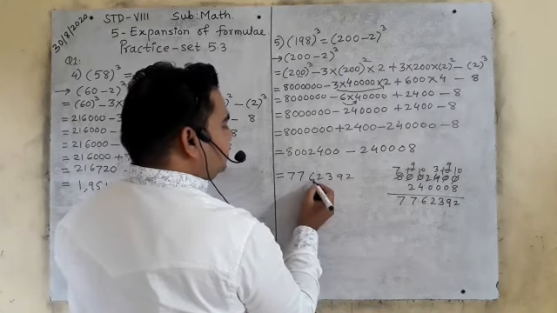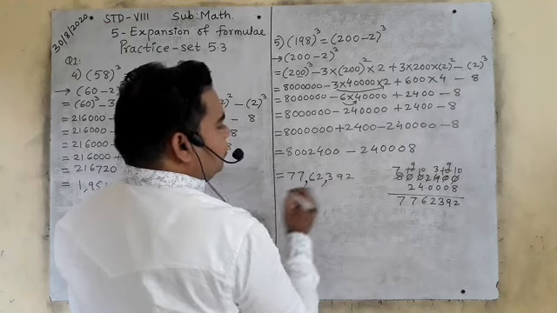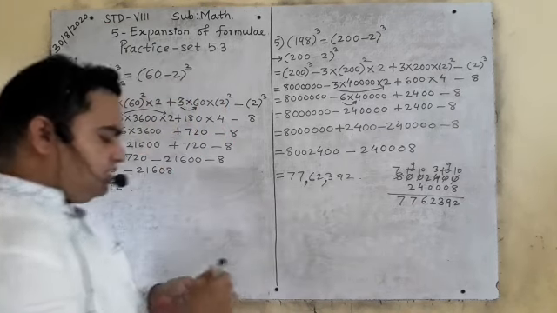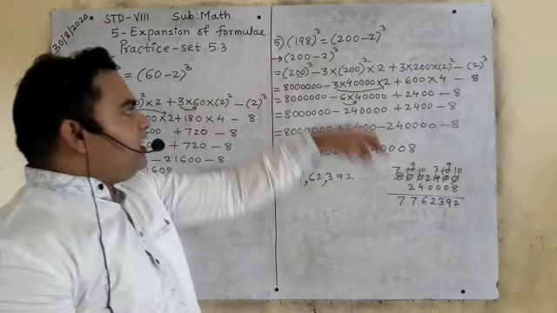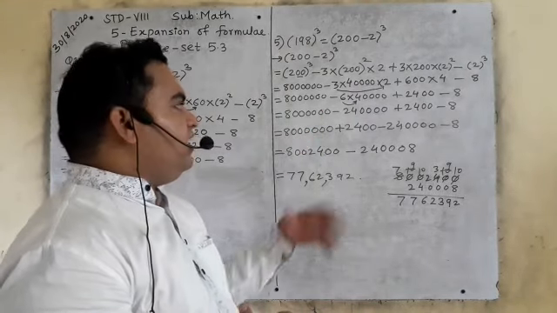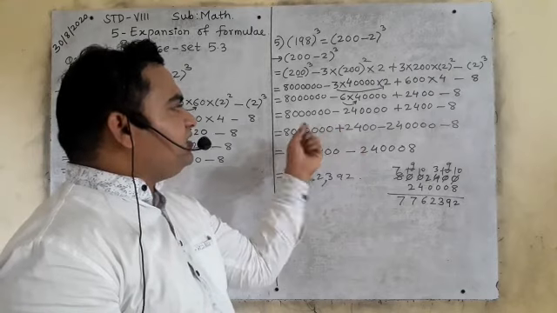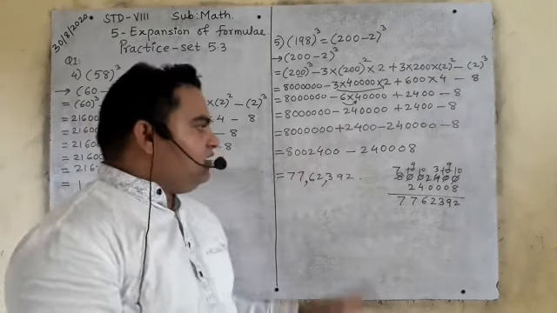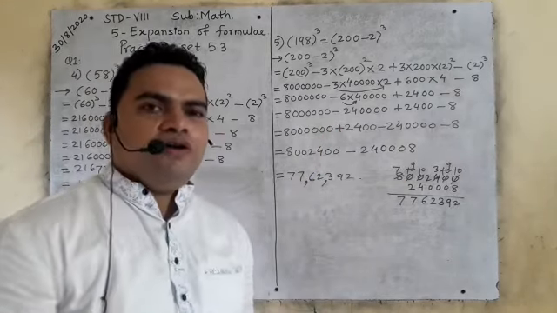Unit, 10, 100, 1000, 10,000, lakh, 10 lakh. Okay, so this is the answer. This is how you have to solve this kind of questions. Only you should know how to multiply and how to do addition of like terms and subtraction of like terms. Further, it is very easy to solve.